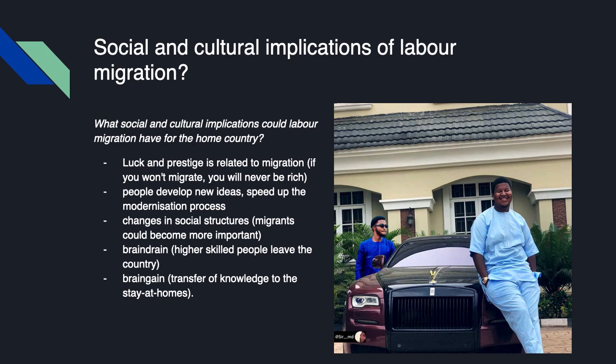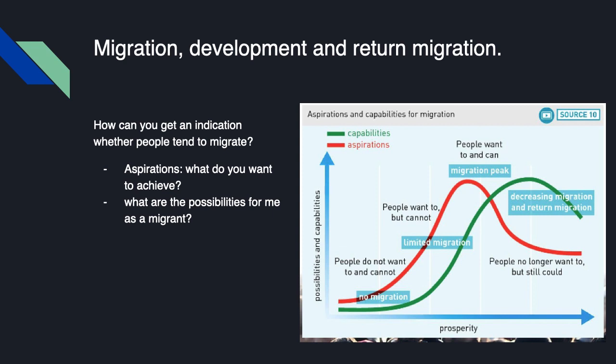The brain drain happens, we were talking about that before. The higher skilled people leave the country and the lower skilled people stay behind. But something else could happen as well, and that's called brain gain. Because when people come back to their home country, they can transfer their knowledge to the stay-at-homes. So it means that they can become more skilled or smarter as well. But there are reasons for this, and there's a possibility to show you this, and this graph is in the book as well. In this graph, it's all about migration, development, and return migration.